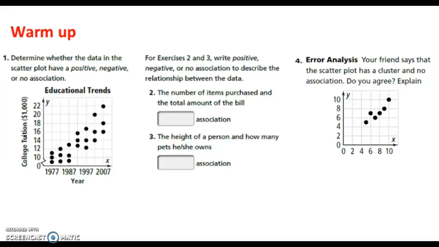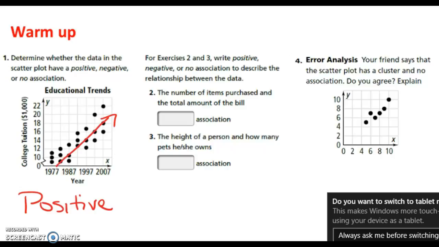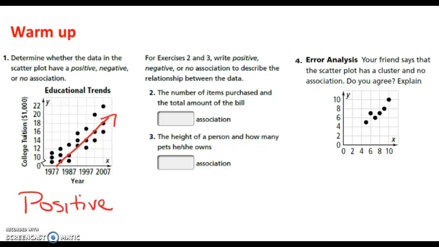We're going to be working on making a trend line today. The first thing I want you to do is go through your warm-up and determine whether the data has positive, negative, or no association. So go ahead and pause and take care of this screen, and then I'll talk you through it. As you can see, the first one has an upward trend, which means it is positive.